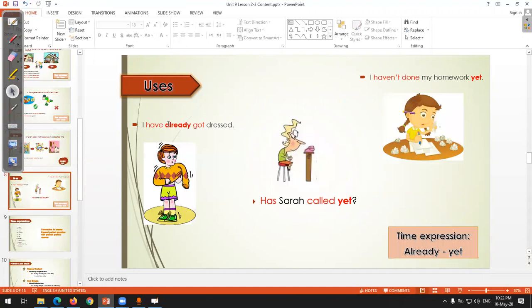We also use already and yet with the present perfect. I have already gotten dressed. That means that I'm already wearing my clothes. I'm ready to go out. Okay. Has Sarah called yet? That means we are sitting and waiting for Sarah to call us. We're still waiting for Sarah. Sarah didn't call us yet. I haven't done my homework yet. That means I'm still sitting and I'm still writing my homework and I haven't finished my homework yet.